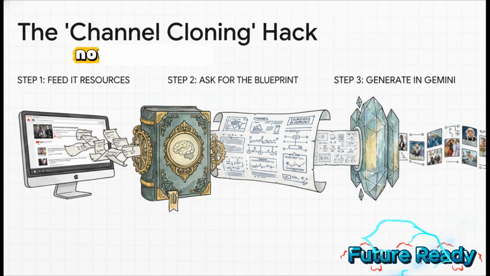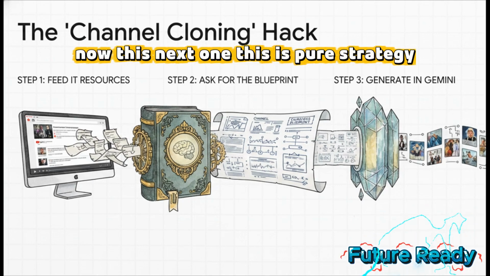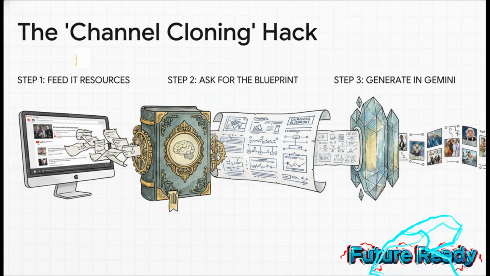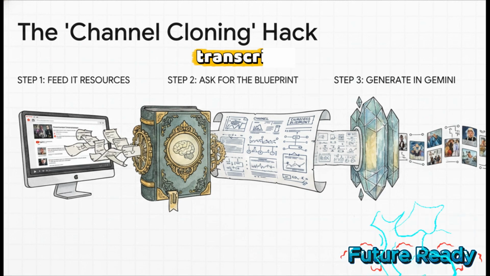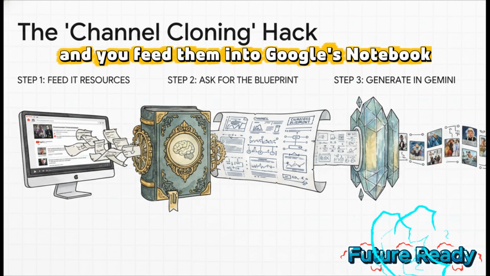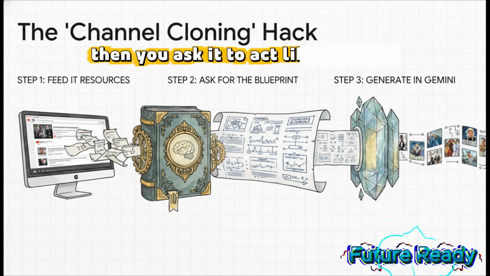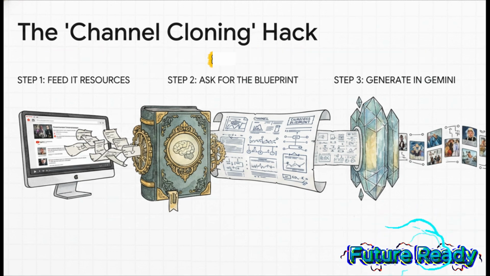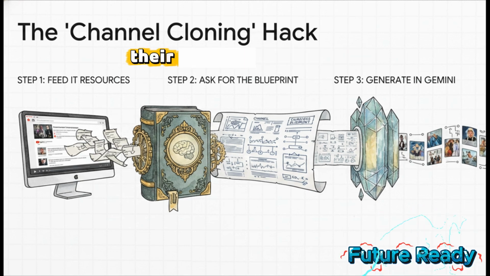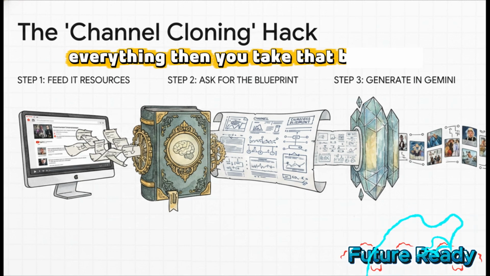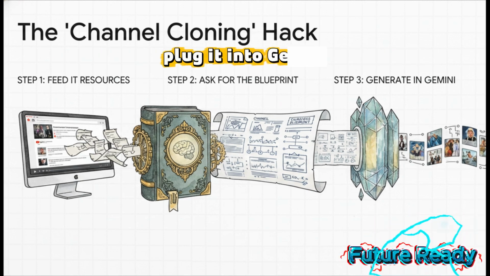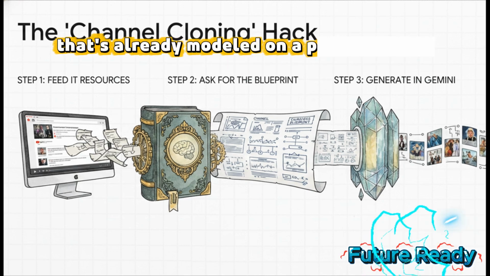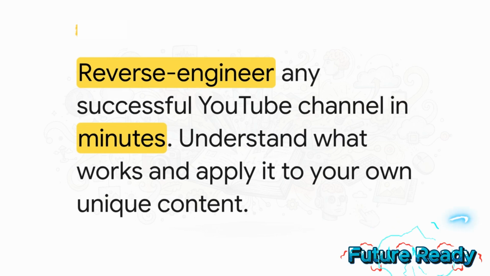Now, this next one, this is pure strategy. You find a successful YouTube channel in your niche, right? You take about 20 or 30 of their video transcripts and you feed them into Google's NotebookLM. Then you ask it to act like a growth strategist and tell you the channel's secret formula for success. It'll break down their hooks, their structure, their style, everything. Then you take that blueprint, plug it into Gemini, and start generating your own original content that's already modeled on a proven winner. And that's really the bottom line here.